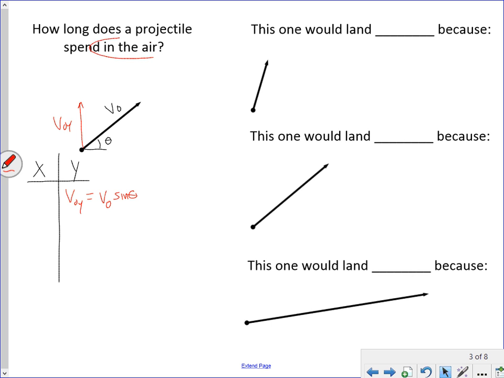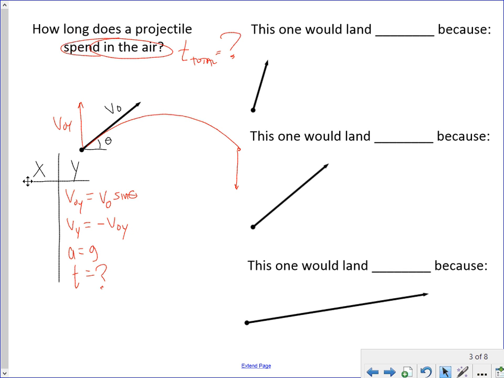Time in the air is really T total. Remember, there's one thing we know about the full path. We know that over here there's V final Y. Remember, V final Y is equal and opposite to V initial Y. That's useful. And we know a, of course, is g, and we're looking for time in the air. There's enough just with those four quantities to write an expression for time.